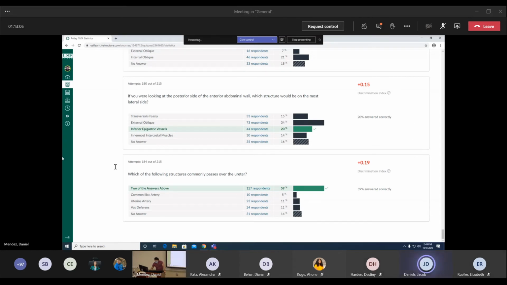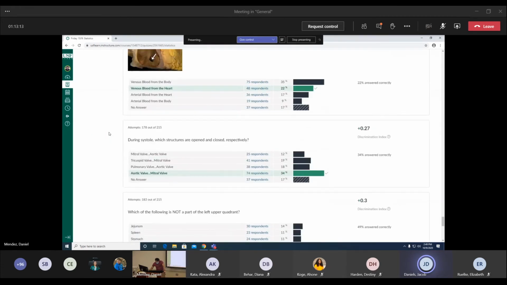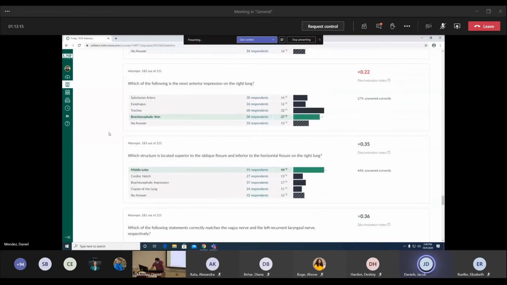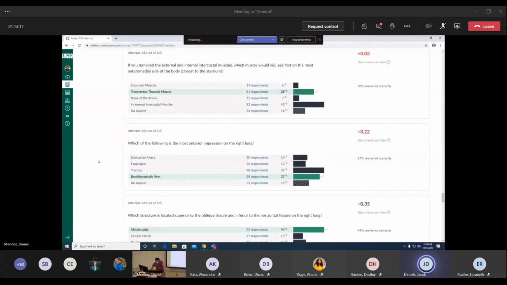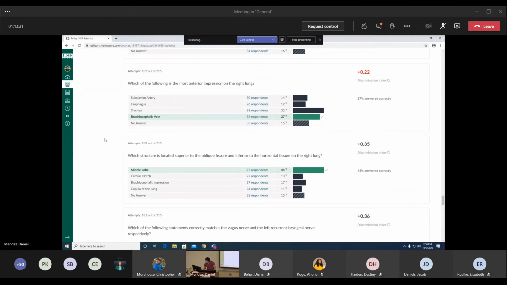Justin, could you review the question again about the most anterior impression on the right lung? I missed the answer for that one, sorry. Yeah, I got you. Brachiocephalic vein. Perfect, thank you. Can you show the answer for number 39? Which one's that? I can't see numbers. Middle lobe, okay. Yeah, middle lobe is going to be the answer for that one.